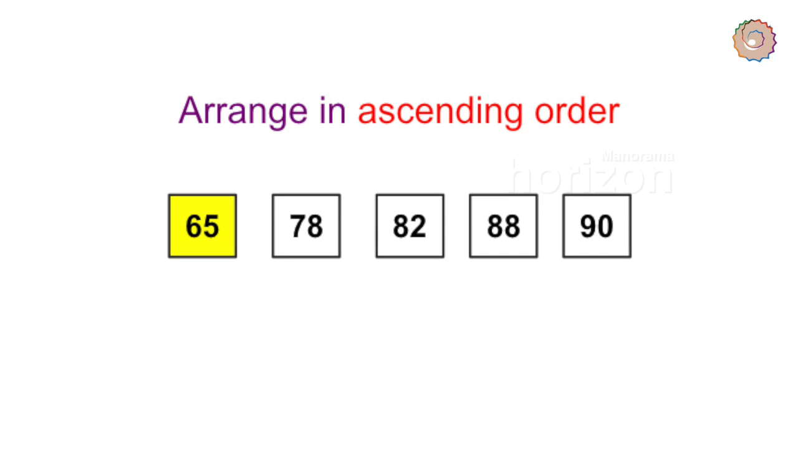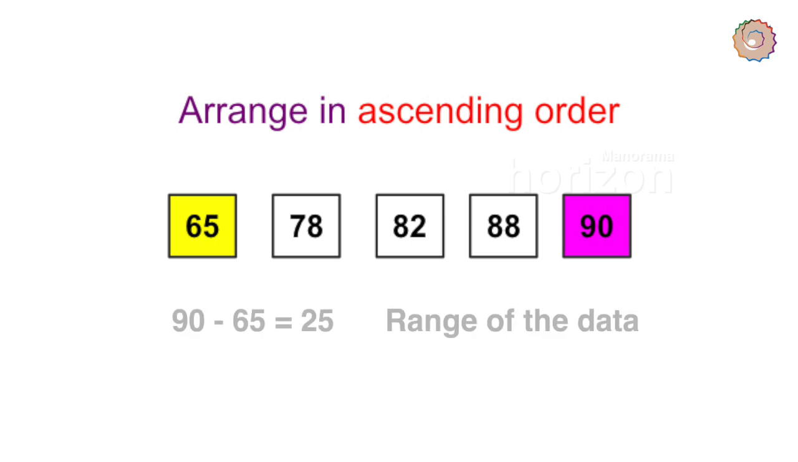From the data, we see that 65 is the minimum score out of 5 students and 90 is the maximum score in the data. Finding the difference between them, you get 90 minus 65, which gives you 25. The difference between the maximum and minimum scores is called the range of the data. Here, 25 is the range of the data.